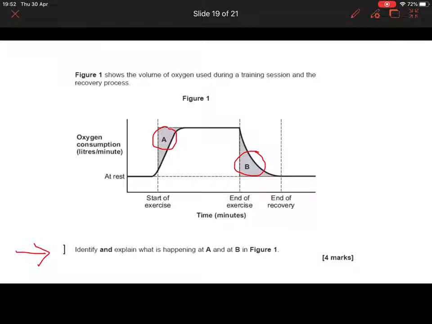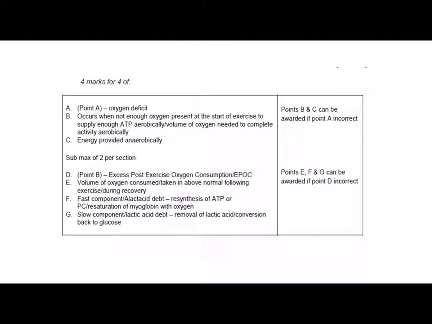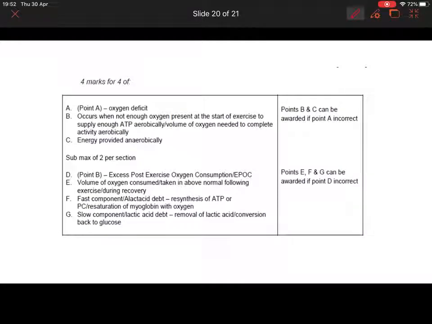So hopefully you've had a go at the question, and this is the mark scheme. You can see that point A for a mark is the oxygen deficit, point B together is EPOC, so you get a mark for just saying what they are. And if you look at knowledge point B, the deficit is where there's not enough oxygen present at the start of exercise to be resynthesizing and working aerobically from the start. So there are your 2 marks for oxygen deficit.